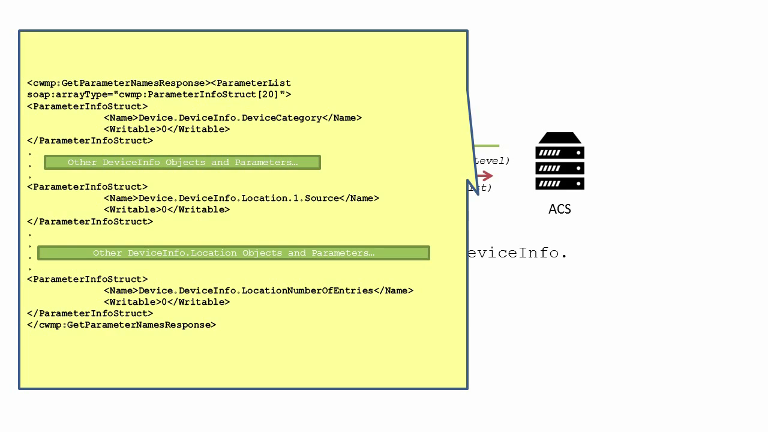The GetParameterNames response from the CPE contains a ParameterList argument containing an array of type ParameterInfoStruct. Each entry in the array contains the full path name of the parameter to be returned, and a second boolean that indicates whether or not the parameter is writable. Usually, this correlates with the access type specified in the CWMP data model.